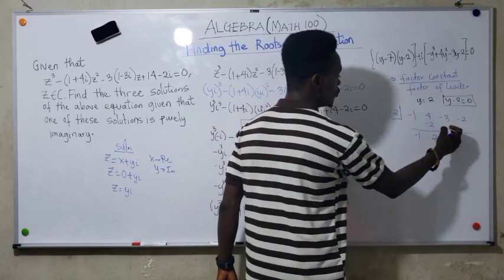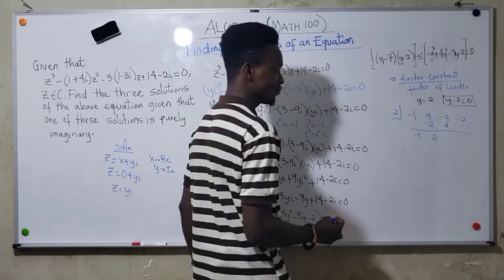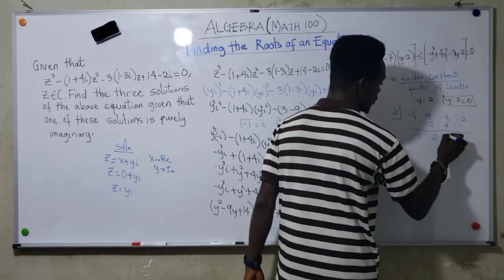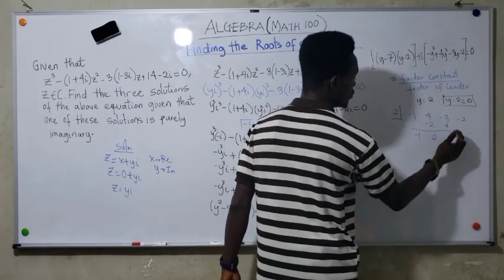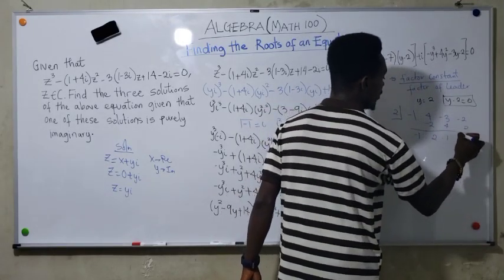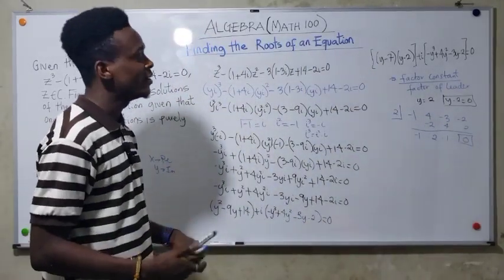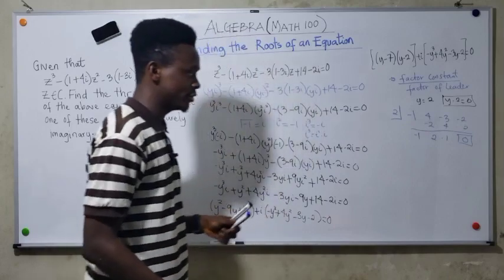Again, 2 times 2 is 4. We take the difference, we have positive 1. So positive 1 times 2, we have 2. So the remainder is 0. The remainder is 0, meaning that 2 holds for this equation.